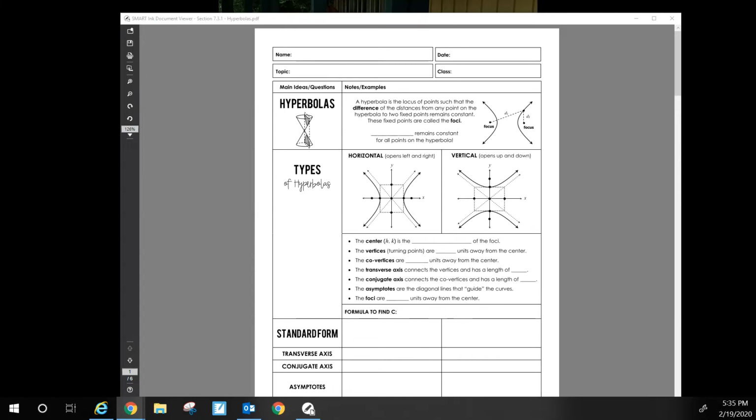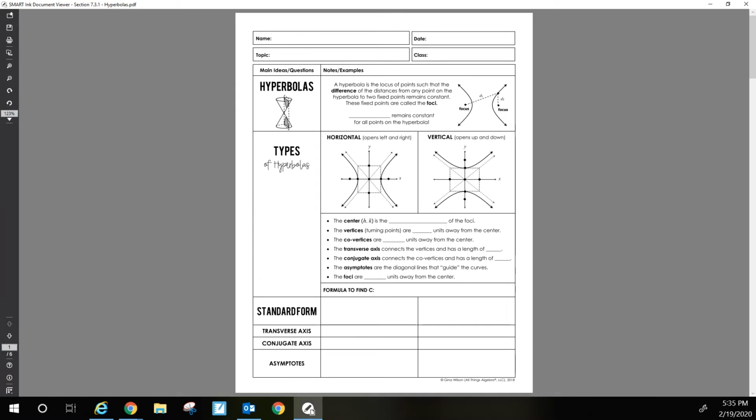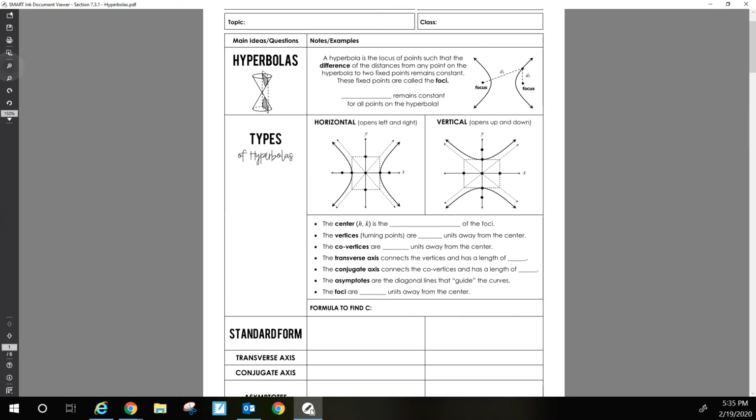Hello, free calculus. Welcome back here, 7.3. We are now talking about hyperbolas, otherwise known as hyperbolas, but no one says that except for me.